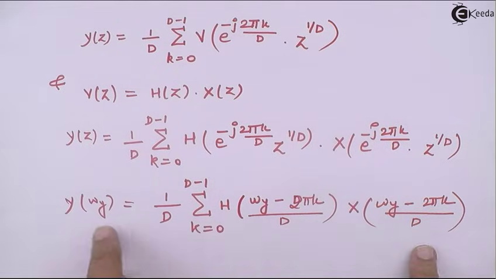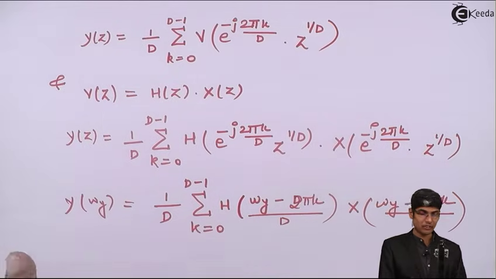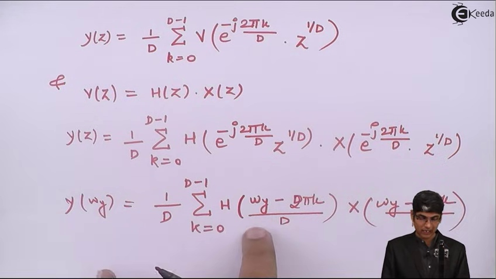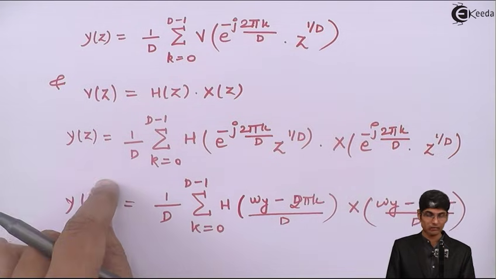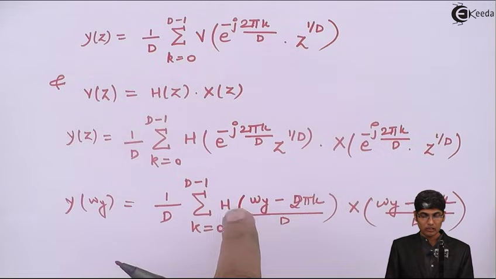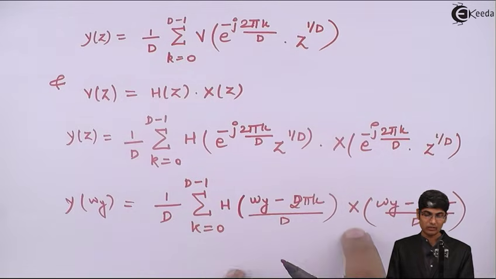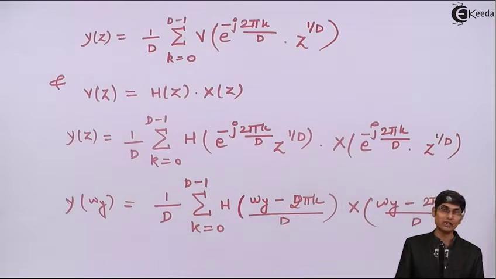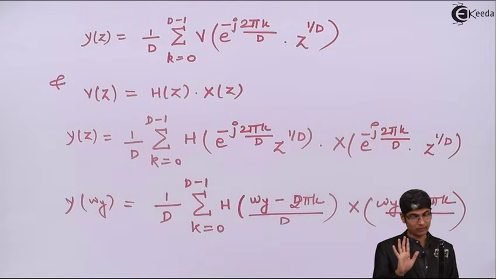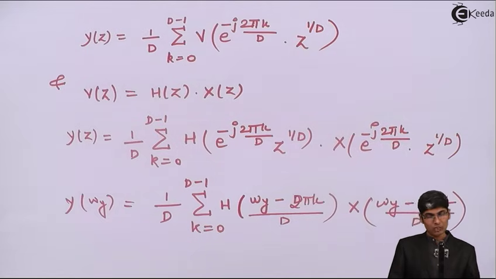Now this is just another way of representation. Everywhere z is e raised to j omega, you can write y of e raised to j omega y, and h of e raised to j omega y minus 2 pi k by d, and x of e raised to j omega y minus 2 pi k by d. This is well understood. It is one and the same. Okay, so this is the process of decimation proof.